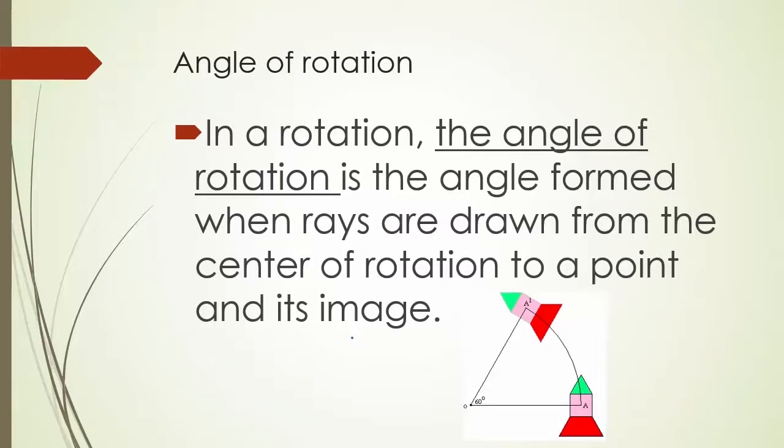Angle of rotation. In a rotation, the angle of rotation is the angle formed when rays are drawn from the center of rotation to a point and its image. In this picture over here, we can see that here is our pre-image, and we're basically taking this pre-image and rotating it 60 degrees. That is our angle of rotation.